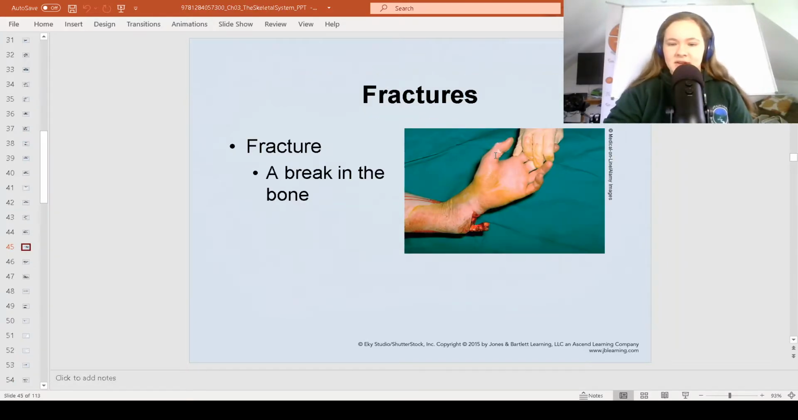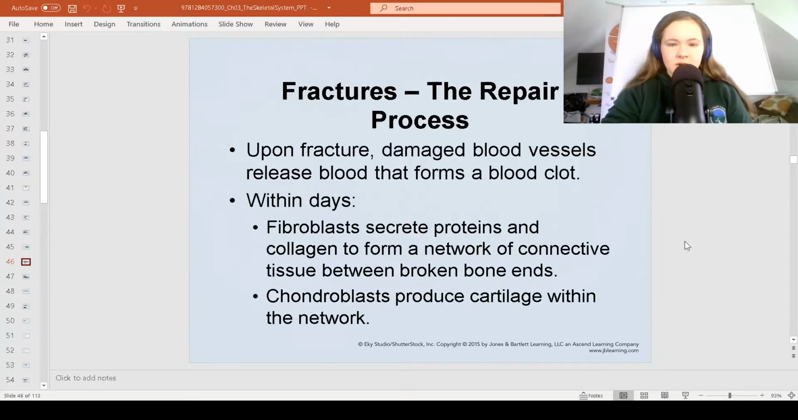Fractures. I love this. This is my favorite picture already. A fracture is a break in the bone. This is actually called a puncture fracture wound, or that's kind of what wilderness first aid called it. It's probably not the actual medical term, though.